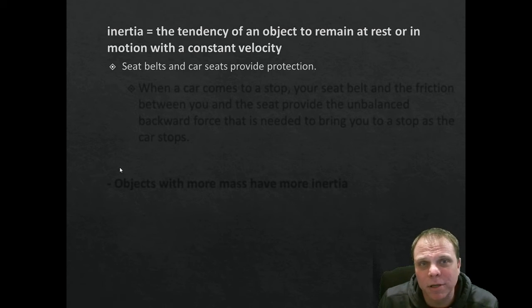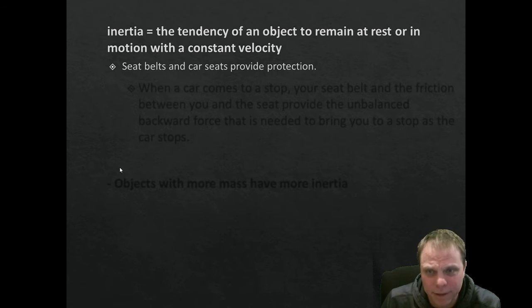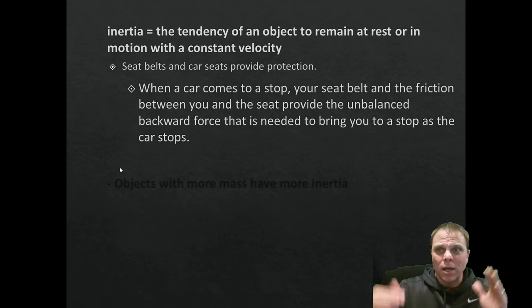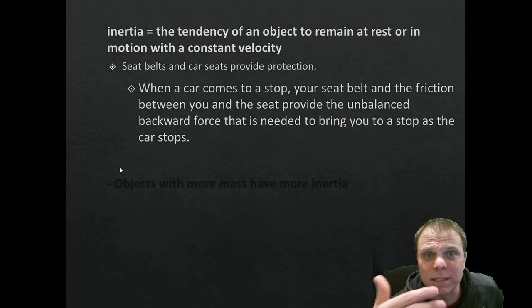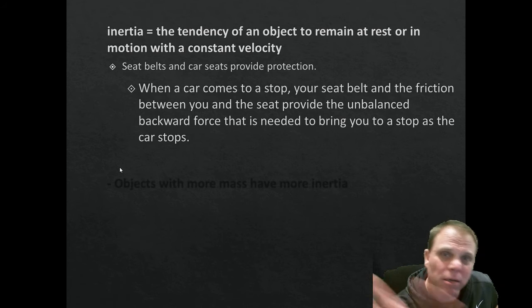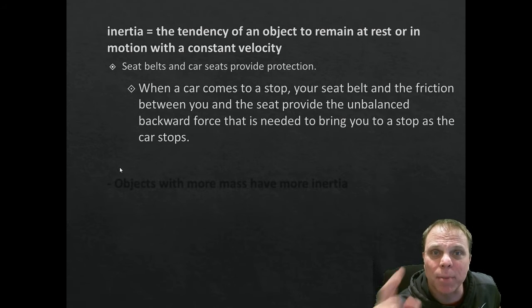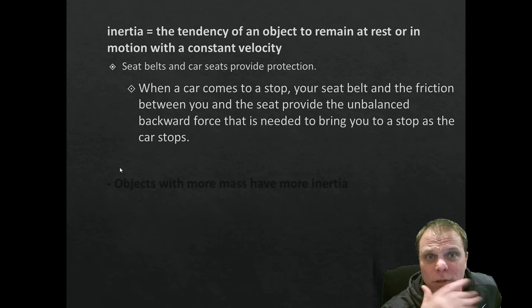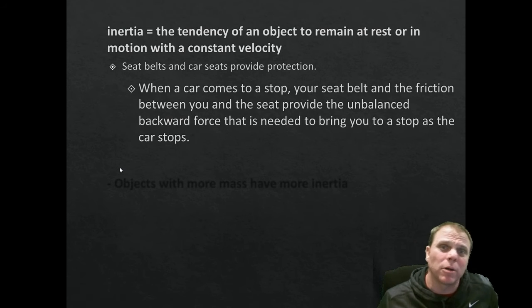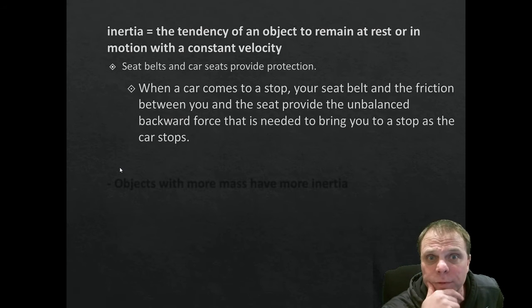Now, how does this have to do with your everyday life? Well, think about seat belts, car seats for babies. Why are they providing protection? Well, remember that when your car comes to a sudden stop, your body wants to continue in motion. The car's motion has suddenly been stopped, but your body wants to keep in motion because objects in motion will remain in motion unless acted upon by an outside force. So that seatbelt is acting as an outside force to stop your body from moving through the windshield, for instance.